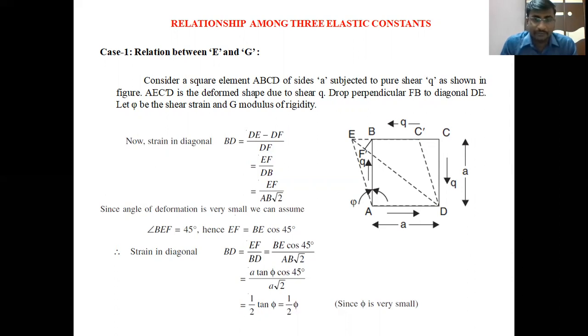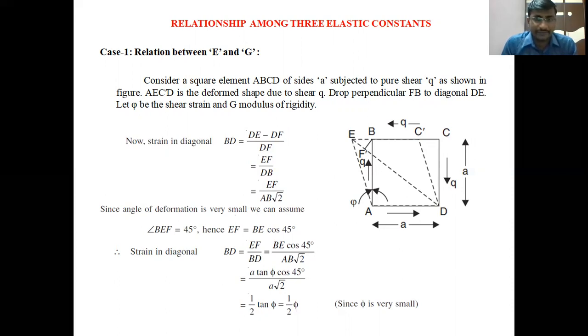And third one is the bulk modulus, which is denoted by capital K. It is the ratio of direct stress to the volumetric strain. Direct stress to the volumetric strain is the bulk modulus. These are the three elastic constants. In this class, we are going to derive the relation among these three elastic constants. First case, case 1, relation between E and G.